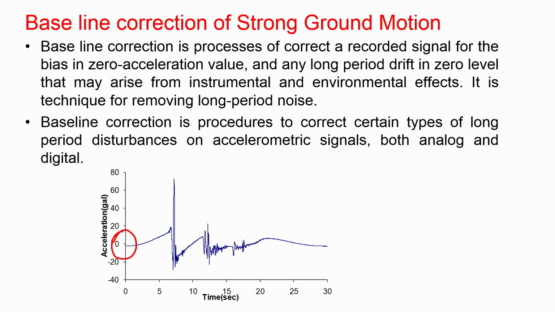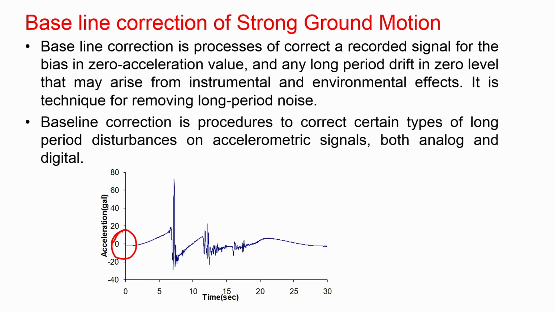The baseline correction is the process which corrects a recorded signal for a bias of zero acceleration value and any long period drift in the zero level that may arise from instrumental or environmental effects. It is a technique for removing long period noise at a particular location. That is the baseline. It is a procedure to correct certain types of long period disturbance on an accelerometric signal, both analog and digital.